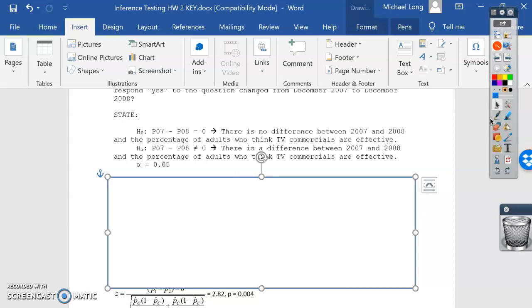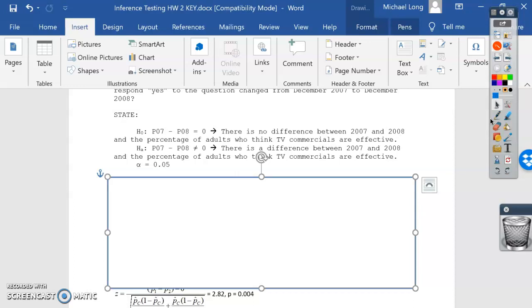Please note I'm using P here, not P hat, because I'm trying to predict what the whole population looks like. The null and alternative hypothesis should always be about P or mu, never about P hat or X bar. I'm going to keep saying that over and over again as we do these videos.